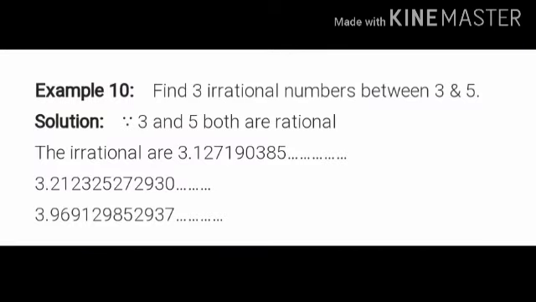One more example. Find three irrational numbers between 3 and 5. Solution. Since 3 and 5 are both rational numbers, the irrational numbers are 3.12719 and so on, 3.212325 and so on, 3.969129 and so on.